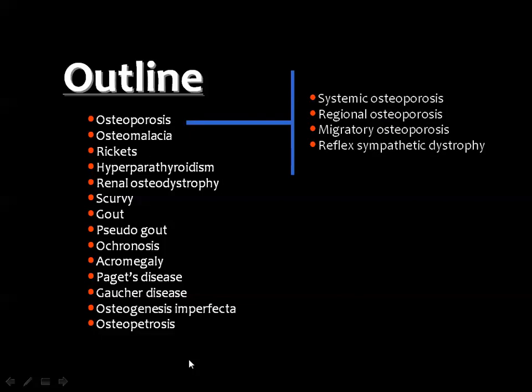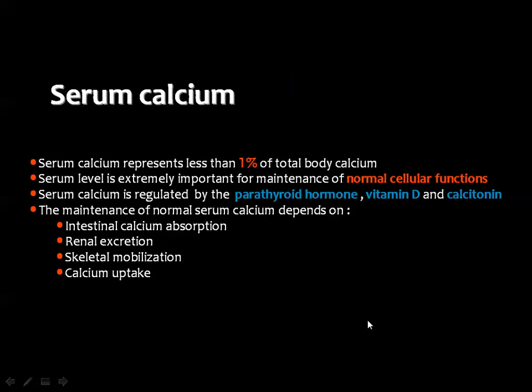Then in osteoporosis, we may have some side issues to be handled, like systemic osteoporosis, regional osteoporosis, migratory osteoporosis, as well as reflex sympathetic dystrophy, which was known previously as Sudeck's atrophy.